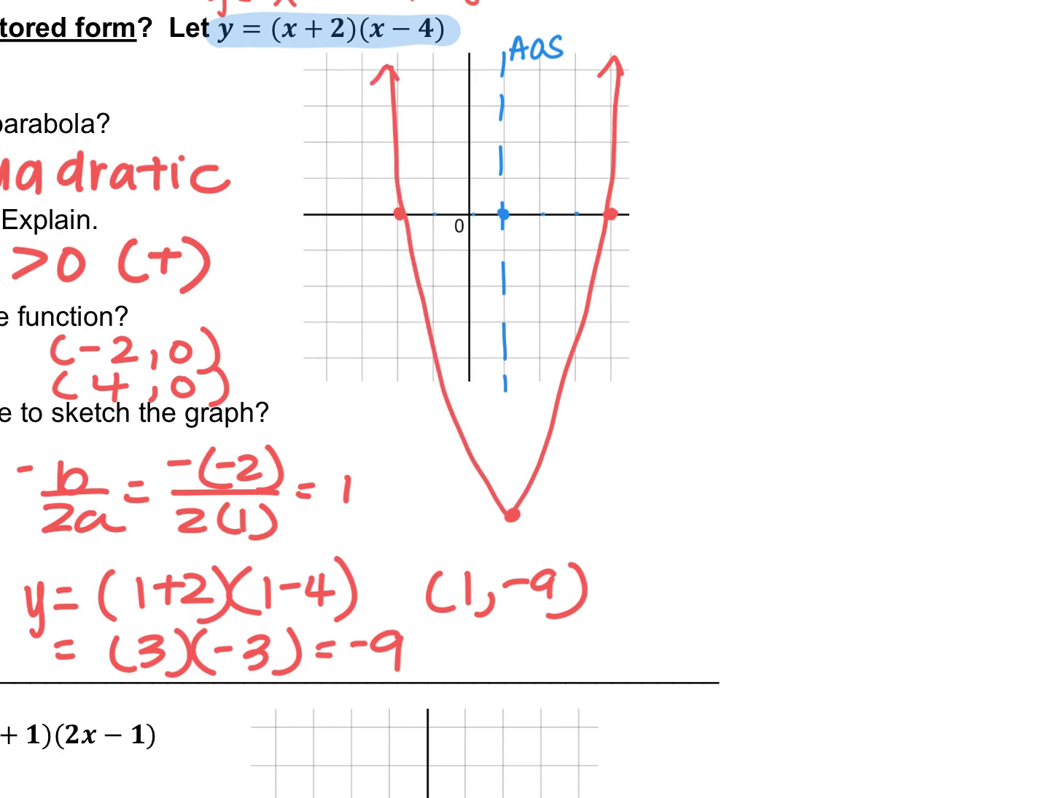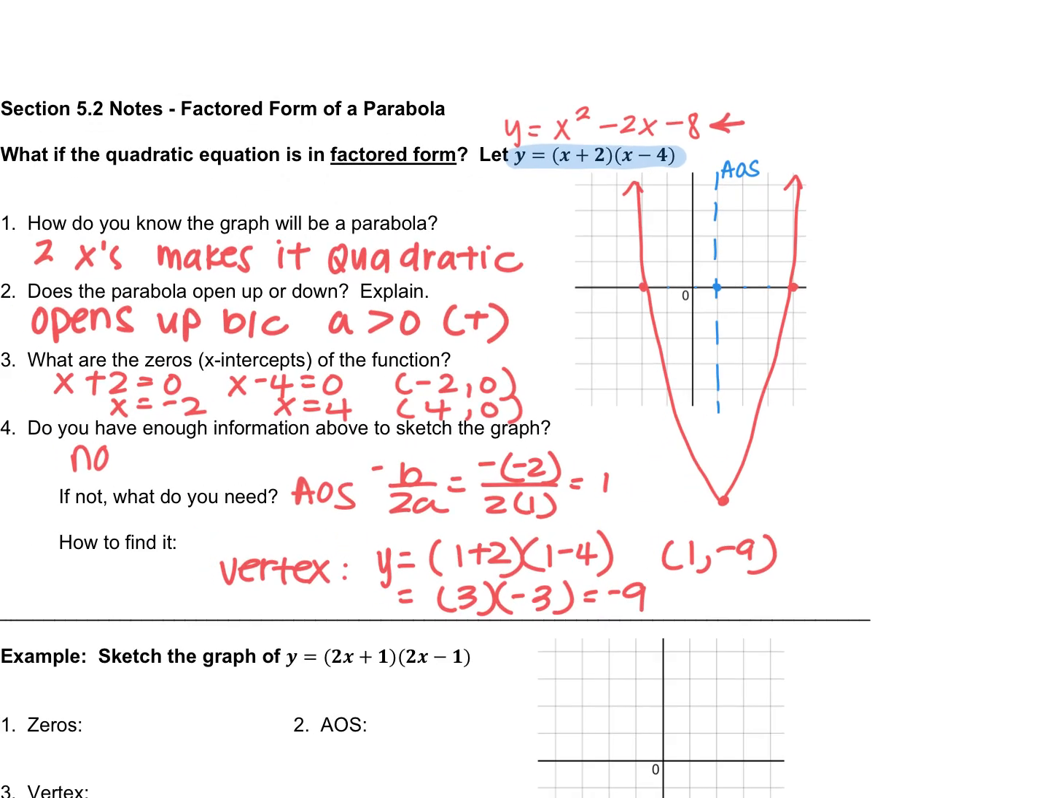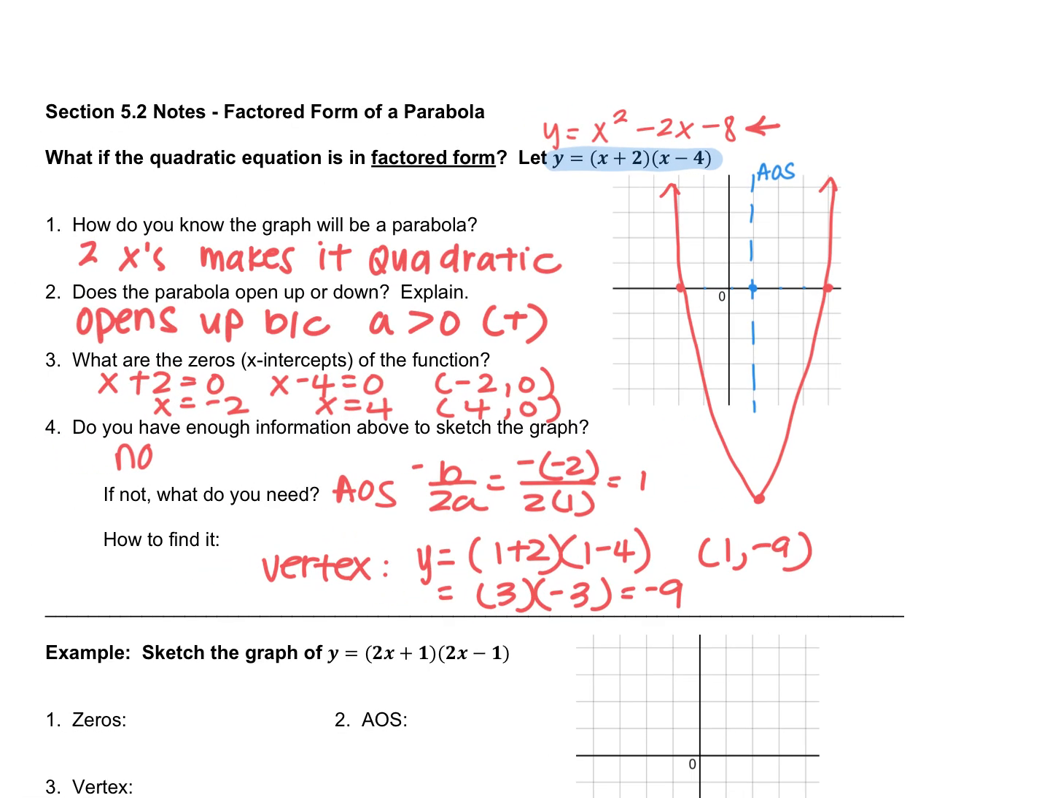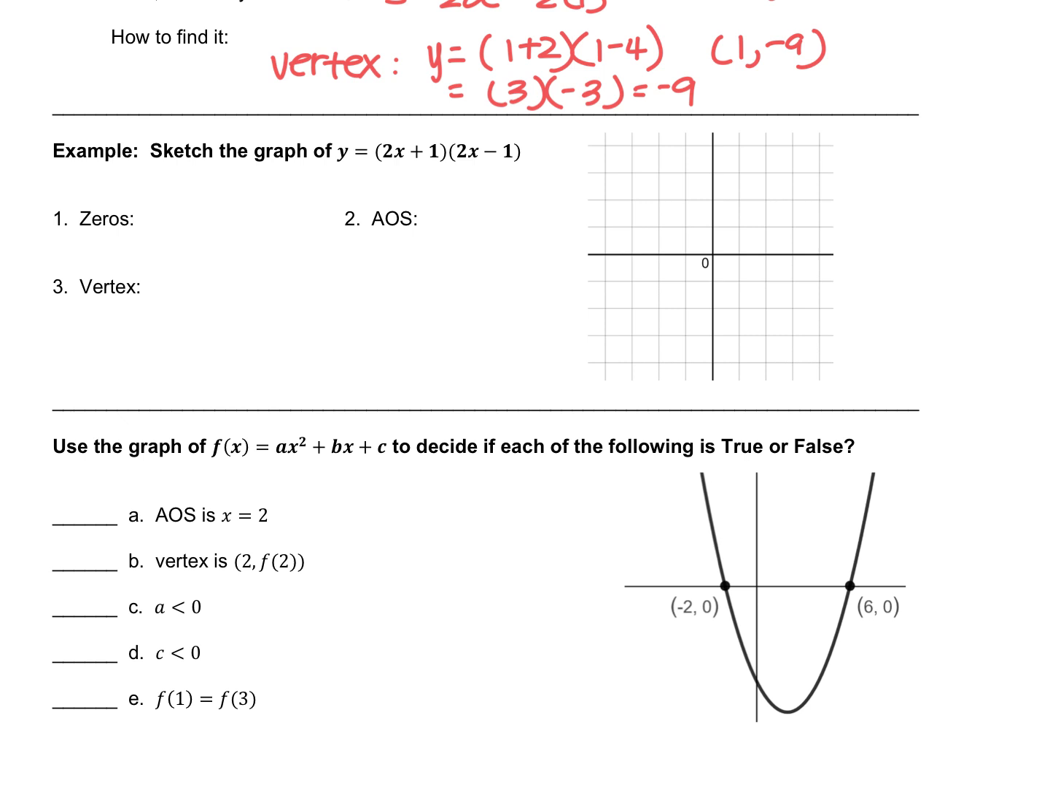Okay. So this is basically just showing us that we can use the factored form if we need to. I prefer to use standard form or vertex form. And so a lot of times if I see factored form, I'll just go ahead and FOIL it out. That's what I like to do, but you don't have to, okay? So like even with the next one, something a little bit more simple.